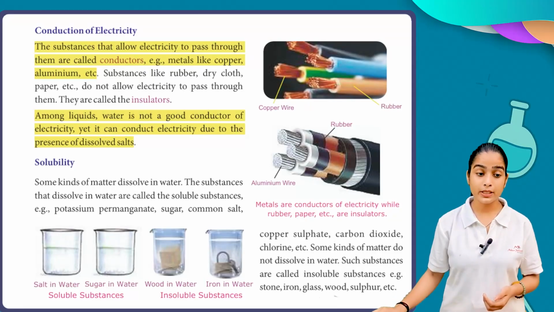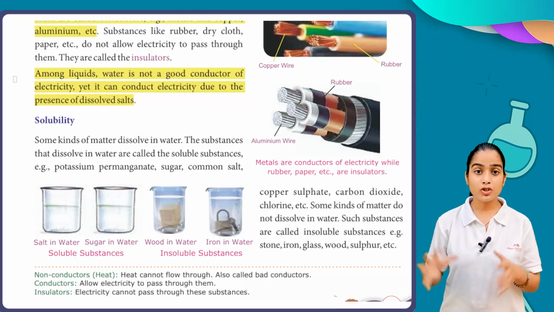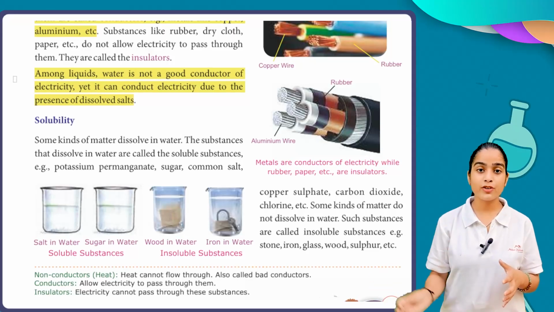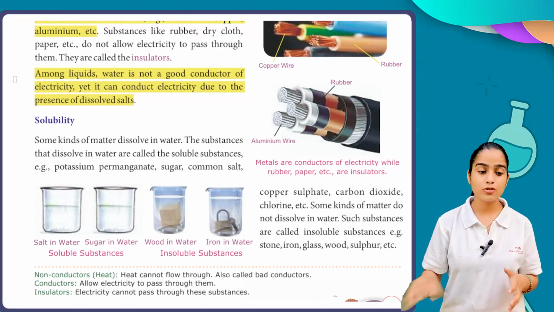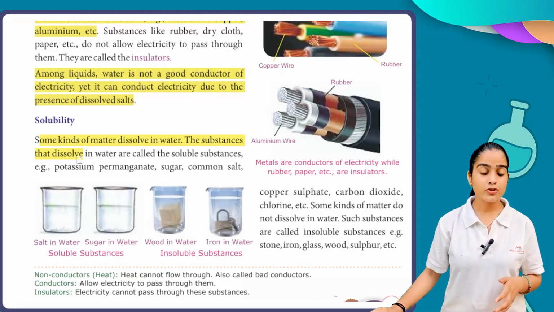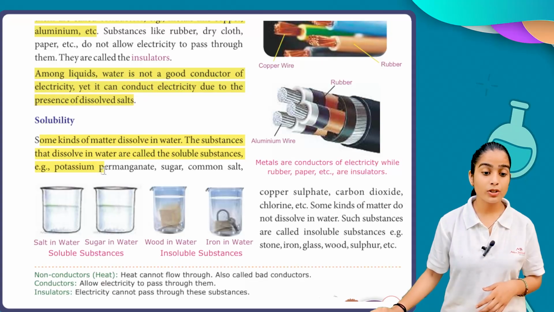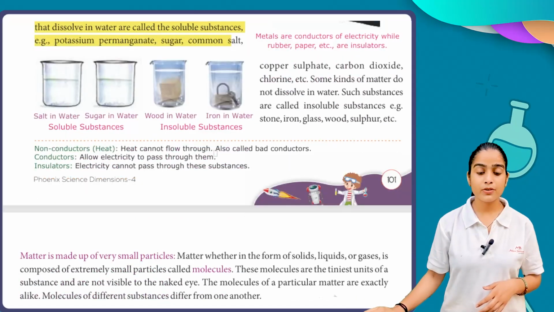Next, solubility. Solubility means the mixing, the disappearance of any kind of object into the liquid; that is referred to as solubility. Some kinds of matter dissolve in water. The substances that dissolve in water are called soluble substances. Example: potassium permanganate, sugar, common salt, copper sulfate, carbon dioxide, chlorine, etc.